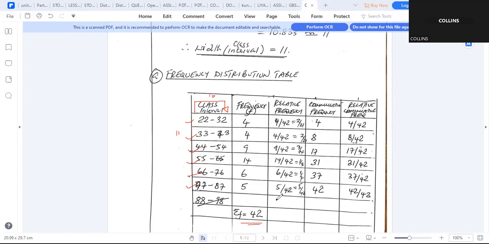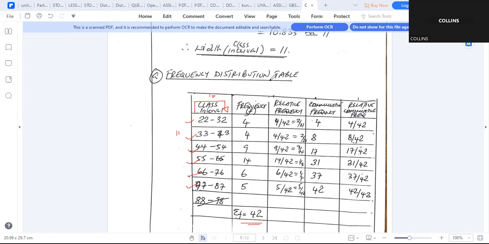Again, we divide them over the 42. So 42 over 42, 37 over 42, 31 over 42, 17 over 42, 8 over 42, and 4 out of 42. So this is what we call the relative cumulative frequency. This is called the relative frequency.